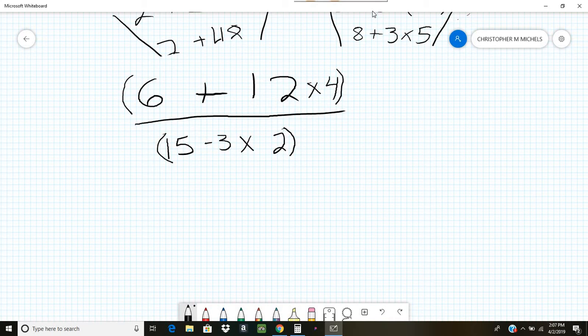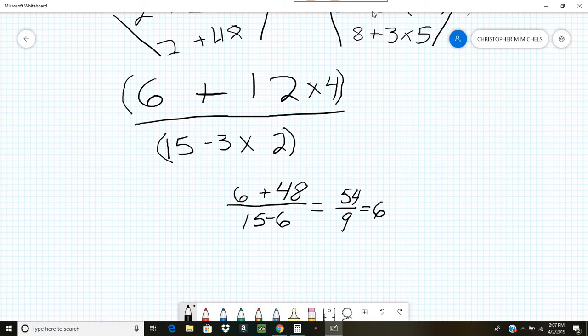So we do the multiplication first. Let's see, this becomes 48 plus 6 over, let's see, 3 times 2 is 6, and minus 15. So we still have to do the minus. I'm going to write it over here because I'm running out of space. That gives me 54 over 9. Then the last thing we do is divide. 54 divided by 9 is 6.